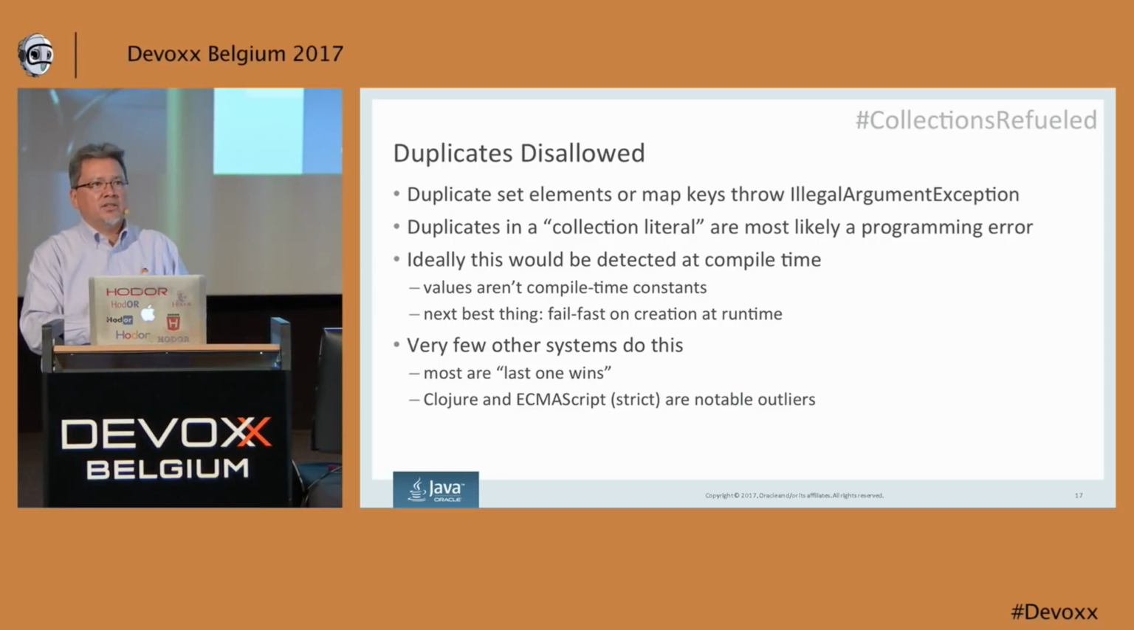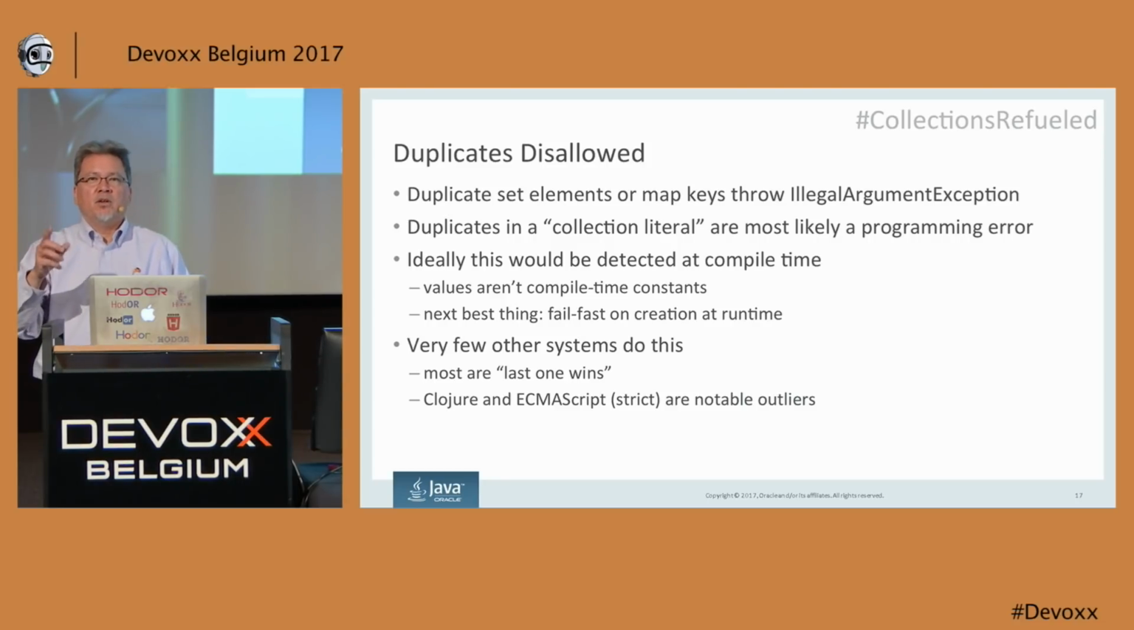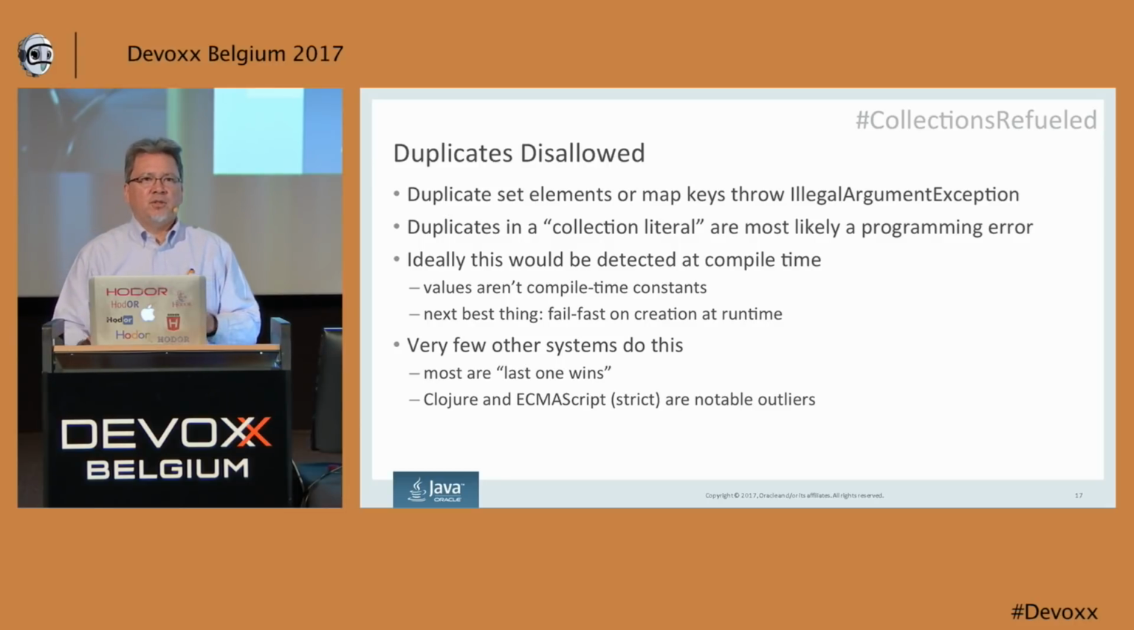Remember, I started talking about collection literals. So this is modeled on collection literals. If you have specific elements you want to add to the set, and you have duplicates in that, then it's a little strange, and you might have made an error. So what we do is we throw an exception when we discover that at initialization time. This is something that's a bit unusual. There aren't many systems that do this. Most other systems have a last one wins policy. And I think that's a little bit dangerous, right?